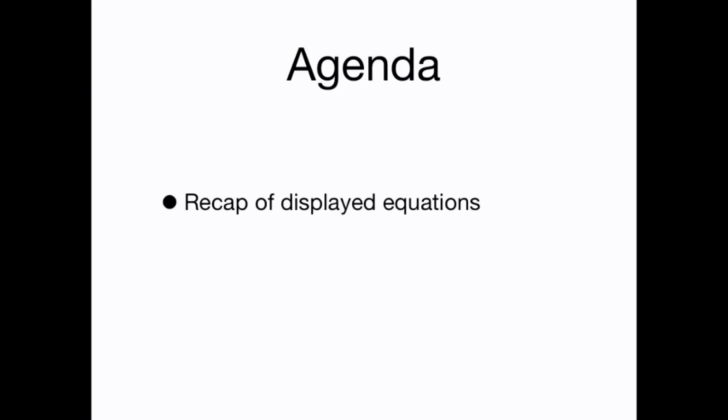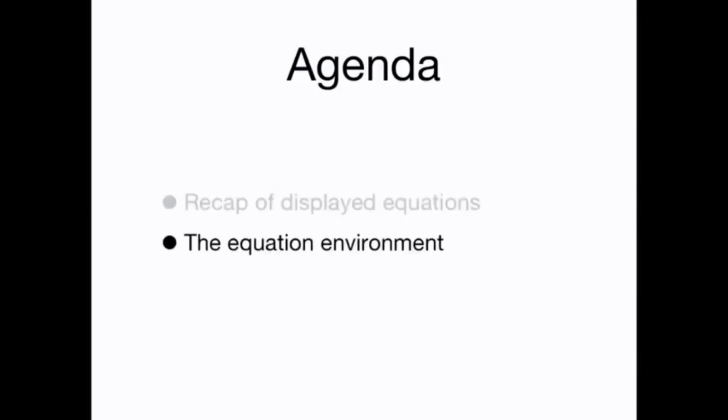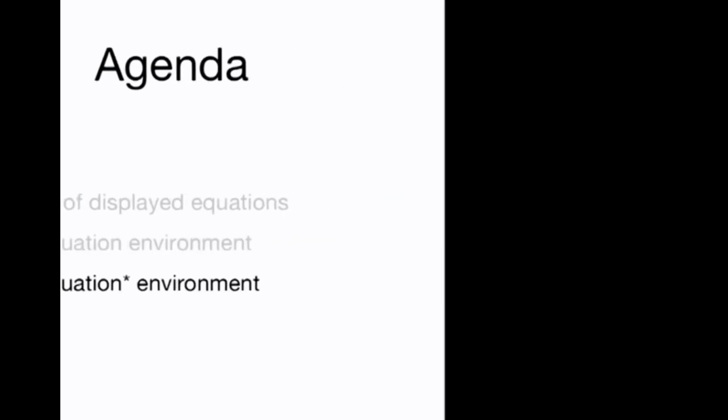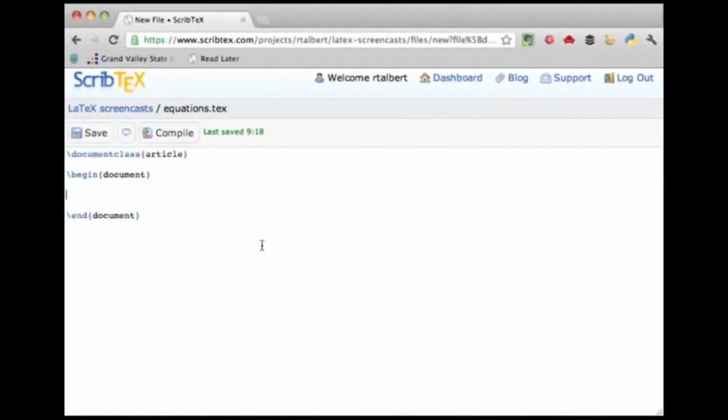So first we're going to recap what we already know about displayed equations using the double dollar sign notation and introduce an alternative way to do this. Then we're going to show how to use both the equation environment and the equation star environment to create displayed equations in a slightly different way. So actually we already know how to create displayed equations in LaTeX, and that's using the double dollar sign notation.